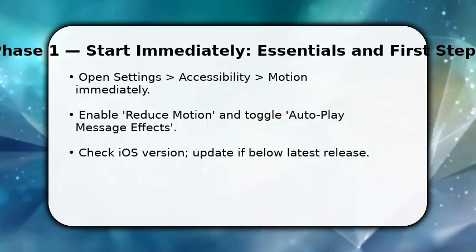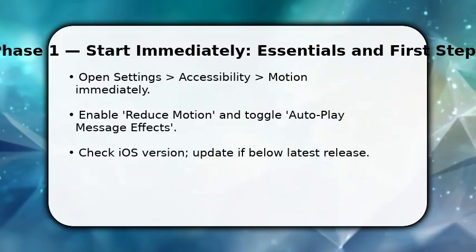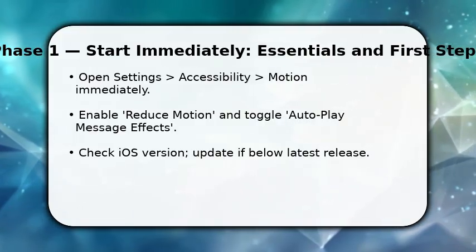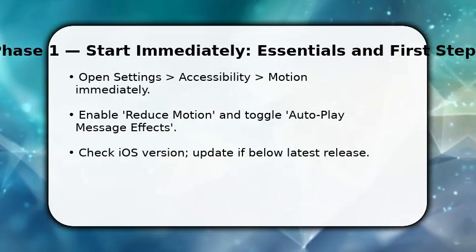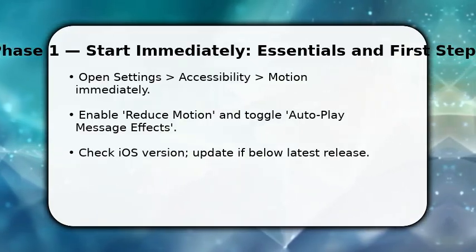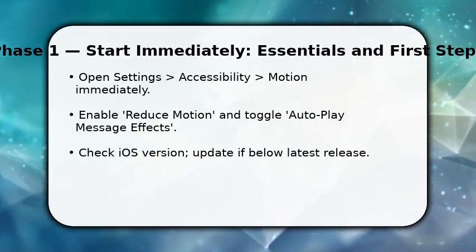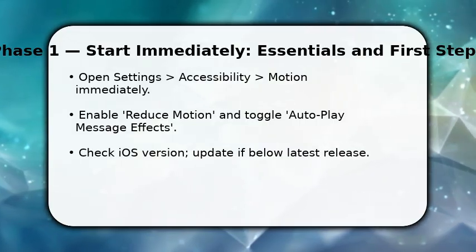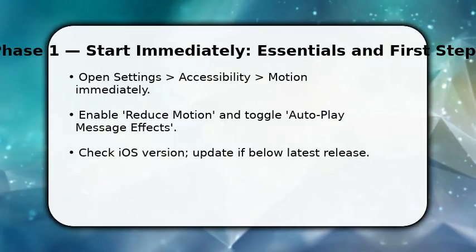You begin by opening settings and going straight to accessibility motion. Turn on reduce motion. This cuts parallax and fancy UI transitions, which often trigger nausea. Once done, disable autoplay message effects so unexpected animations don't startle you.